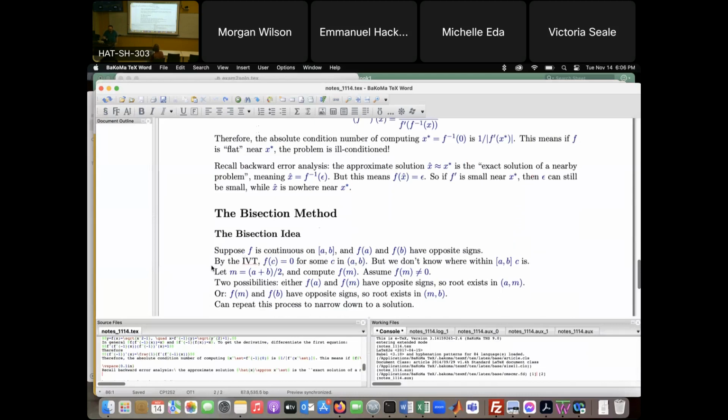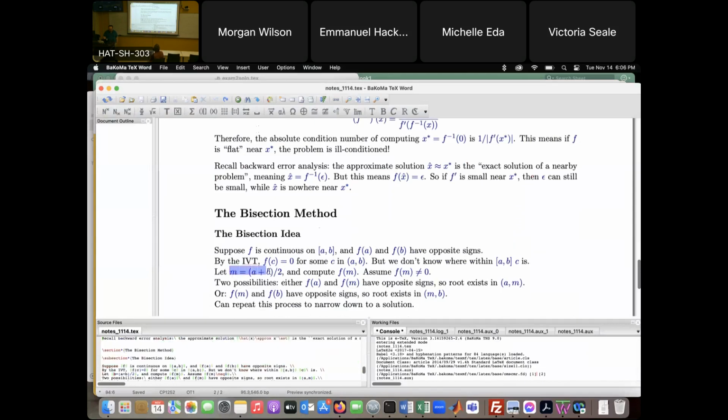Okay. So here's what you do. You compute the midpoint of the interval [a, b]. So m is equal to (a plus b) over 2. And then you compute f of m. Now, if f of m itself happens to be 0, then it's Miller time. You're done. But let's assume that we're not that lucky. Well, f of a and f of b have opposite signs. So f of m has to be a different sign from one of the two.